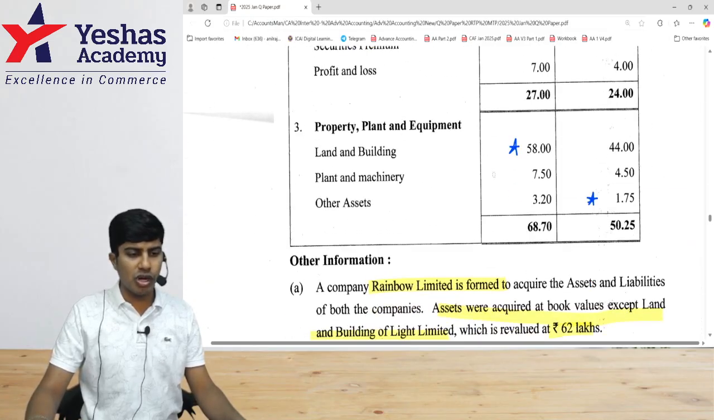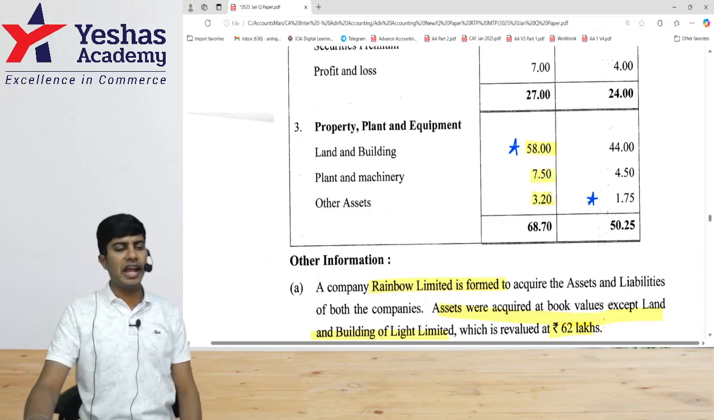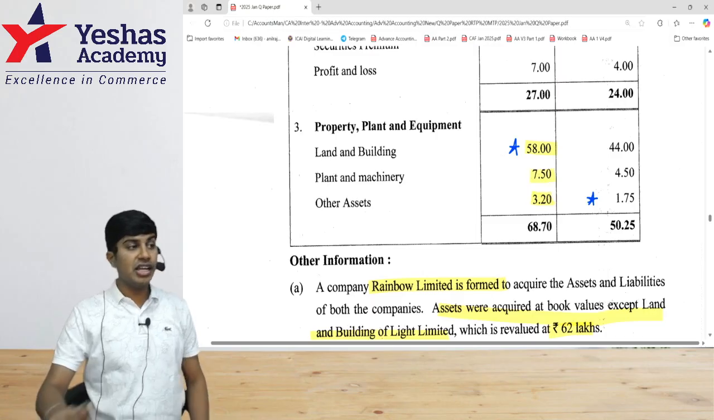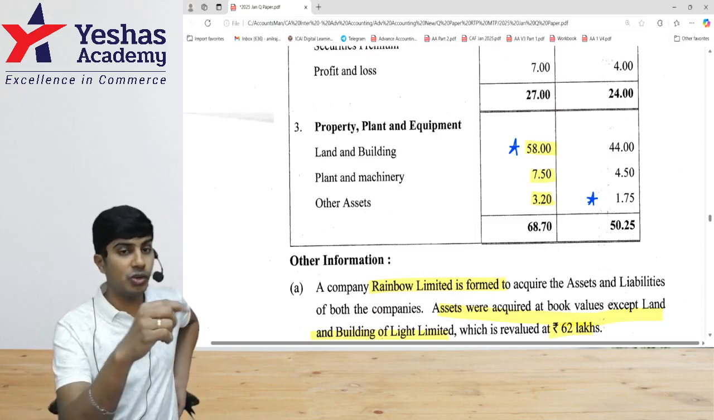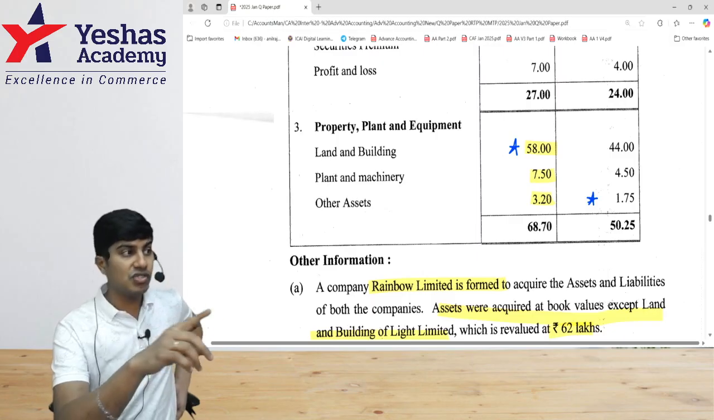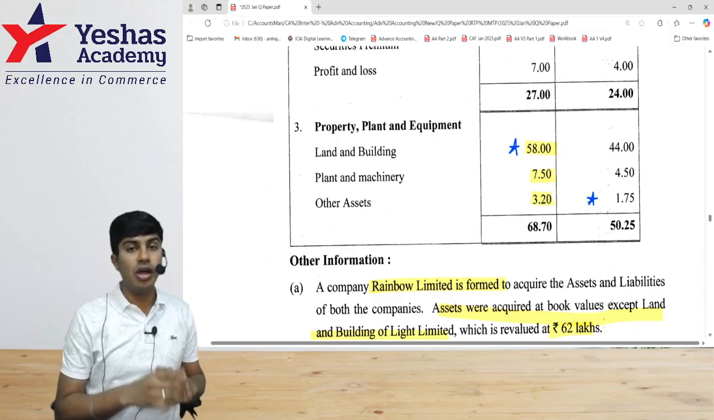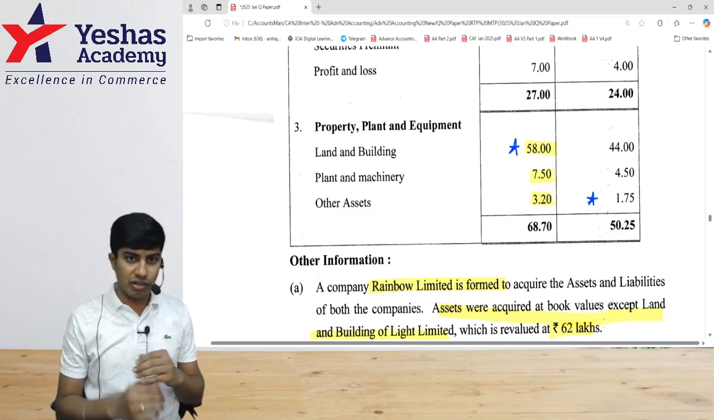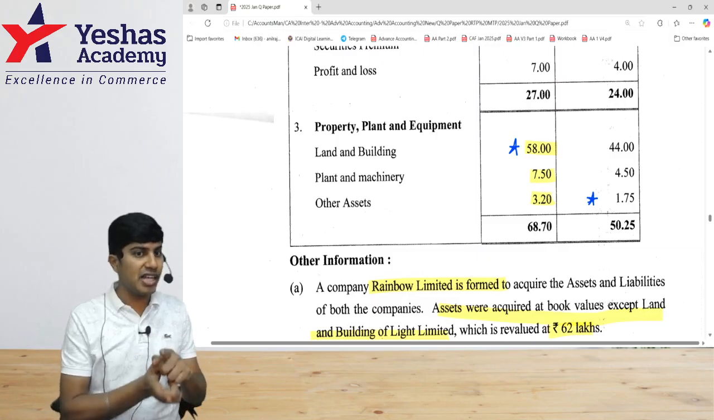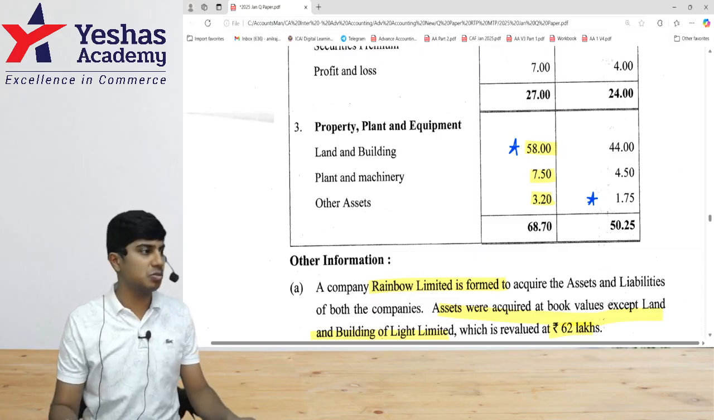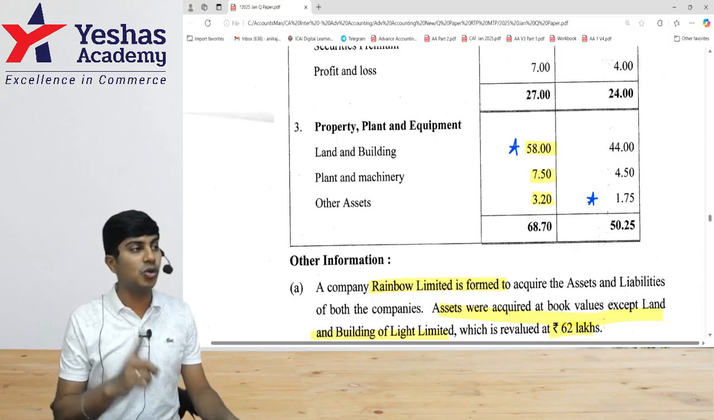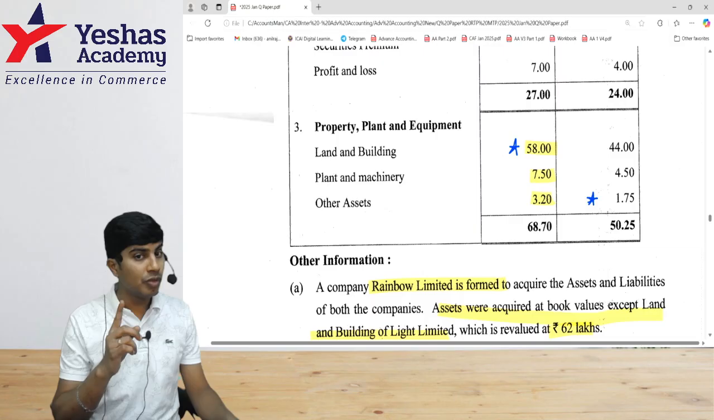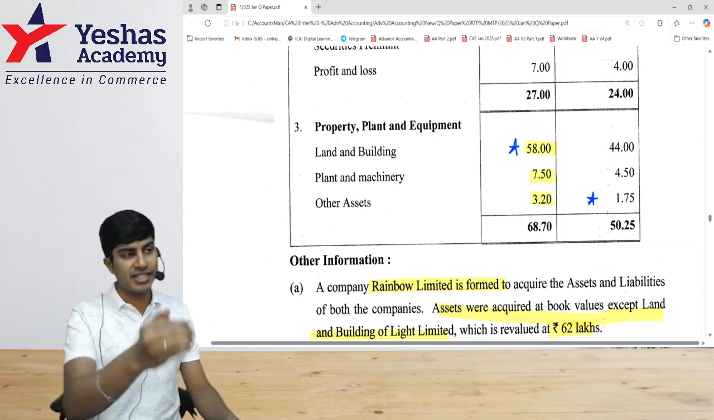In note number 3, what assets do we have? 58, 7.5, 3.2: land and building, plant and machinery, other assets. Remember, land and building is taken over at agreed value, but when you transfer to realization, it has to be at book value. Agreed value will come only in the new company's books. All the adjustments given in the amalgamation question will be in transferee's books, not in transferor's books. All the assets, whether taken over or not, should be transferred at book value. So entry will be: assets have debit balance.